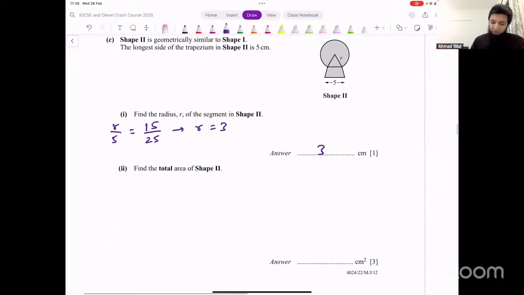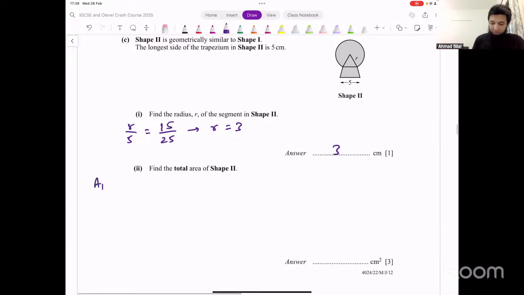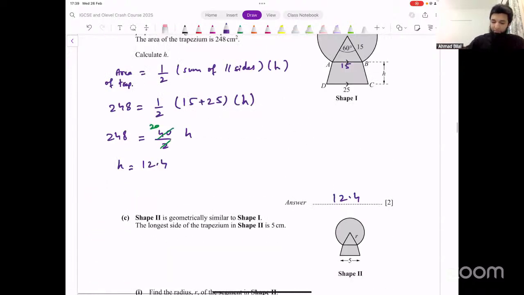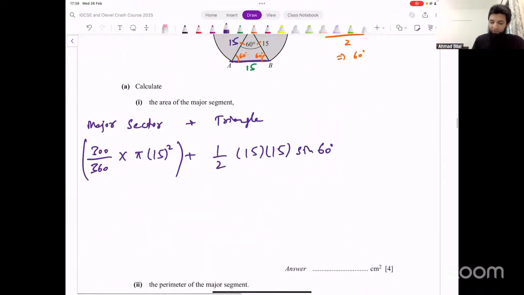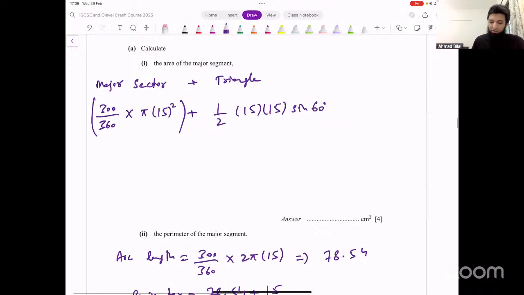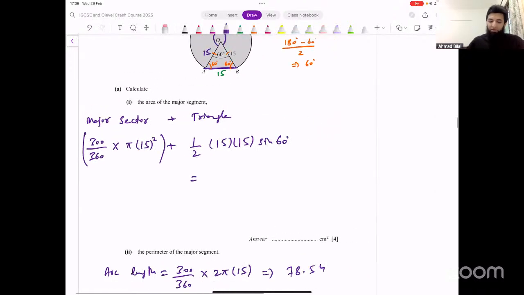All right. Then they ask you to find the total area of the shape 2. How can we do this? Similar figures. This is the rule that we have for them, right? Area of one figure divided by area of the second figure, the ratio of the areas, is the same as the square of the ratio of their lengths, right? That's the rule that we have for similar figures. Do we have the area of that first shape? Well, we found the area of the major segment earlier. Well, we did not actually evaluate it.